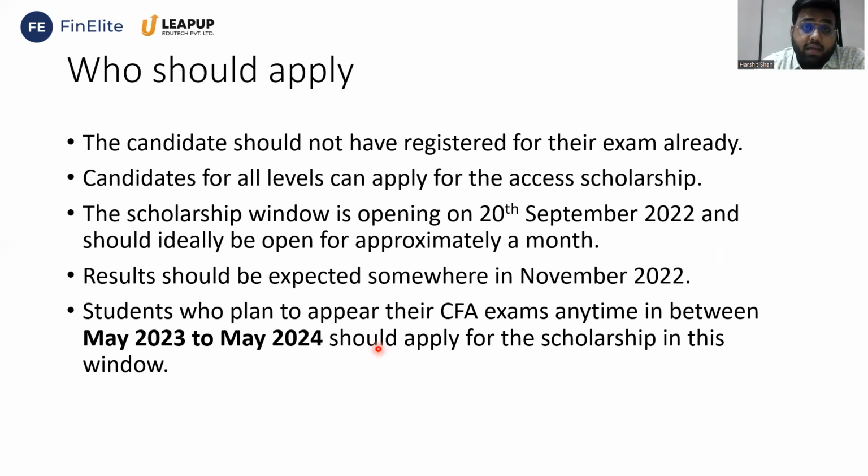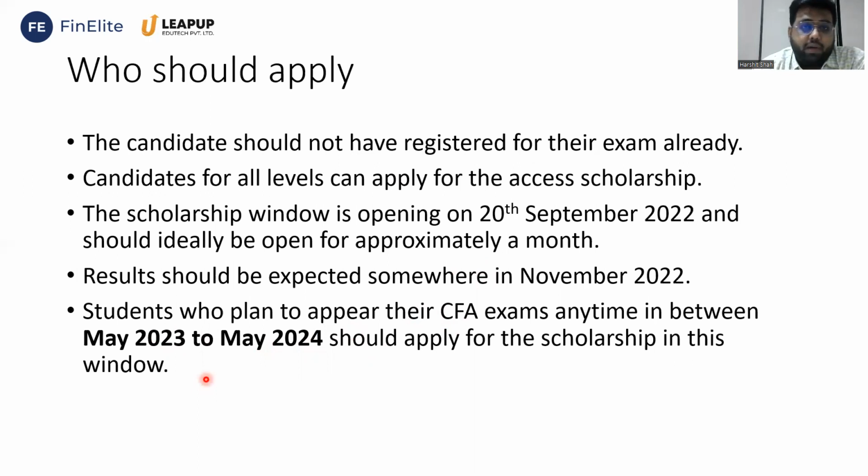Now, who should apply? When should your ideal attempt be for you to apply for this window? So guys, you should be giving your CFA exams, any level, between May 23 to May 24. So May 23, August 23, November 23, Feb 24, and May 24. These 5 attempts are ideal for this specific window, because once you receive the scholarship, you can register for the exam in the next 1 year. So till May 24, it should be fine.